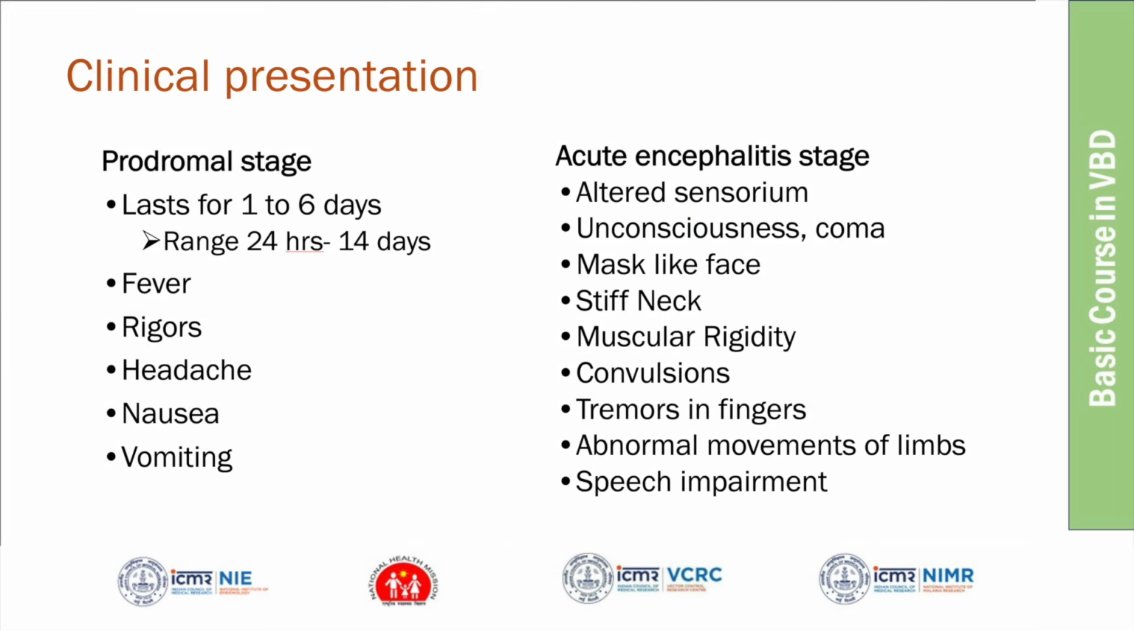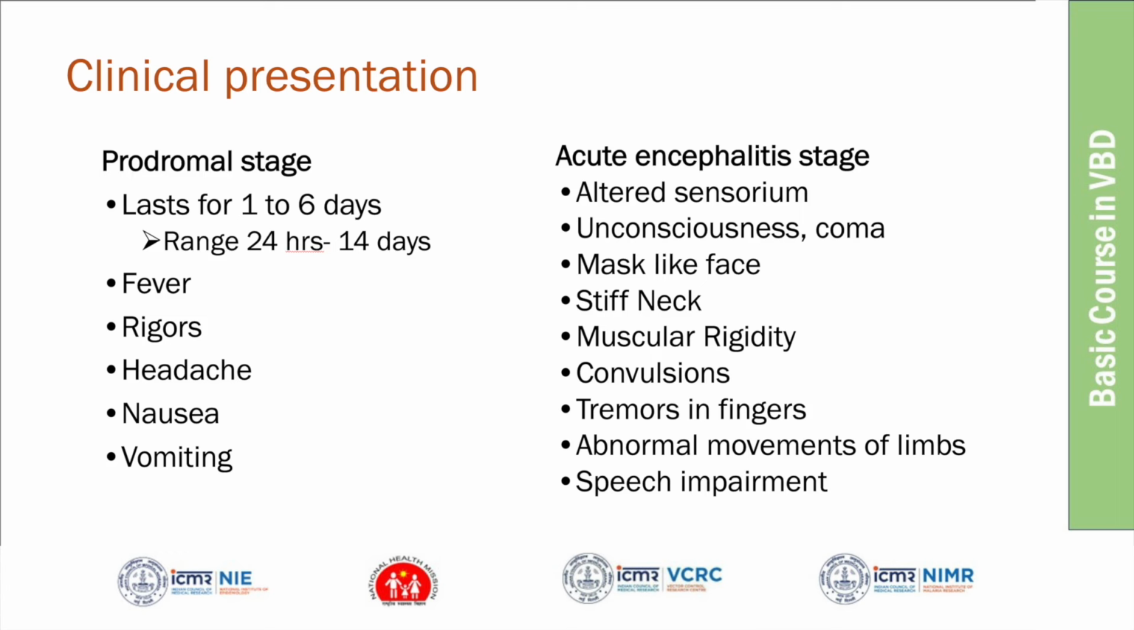Clinical presentation. This has a very clear-cut clinical presentation. There is a prodromal stage and there is an encephalitis stage. In the prodromal stage, the typical complaint is fever, very high-grade fever, along with chills and rigors, severe headache, nausea, and vomiting. This high-grade fever then translates into what is called change in mental status or altered sensorium. The child becomes confused, disoriented, goes into coma or is unable to talk.